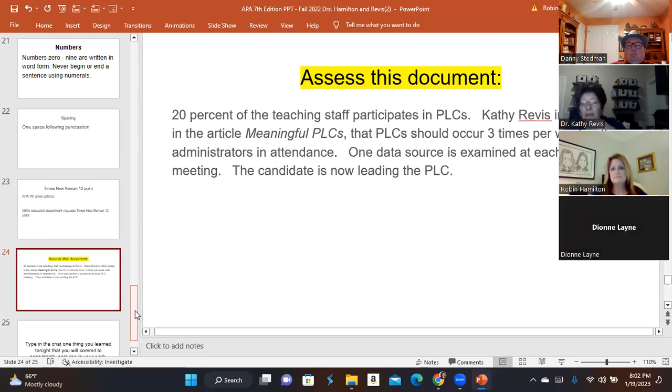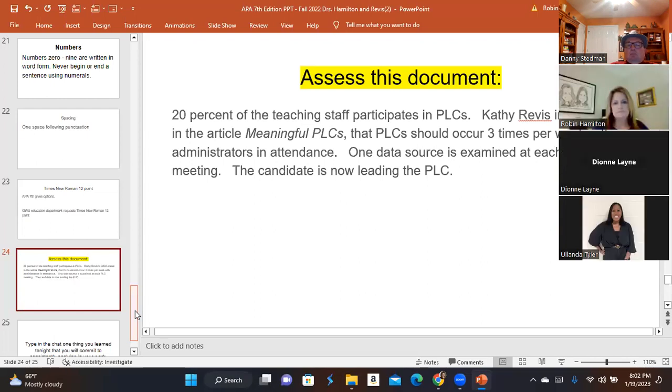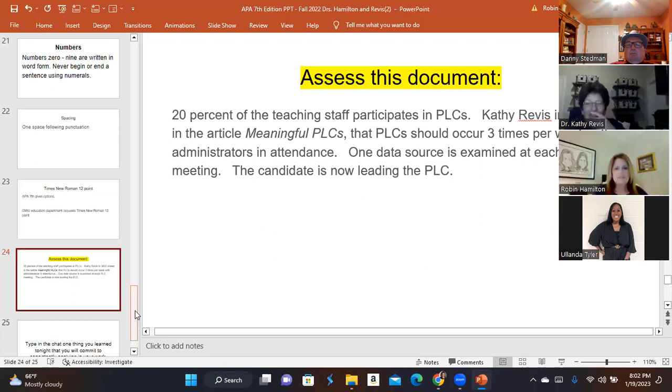The three should be spelled out. Very good. Three, yes. The candidate should say, I am now leading the PLC. Very good. Very good. PLC needs to be spelled out.